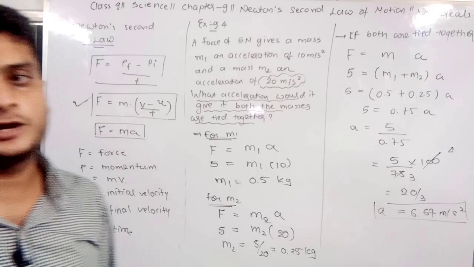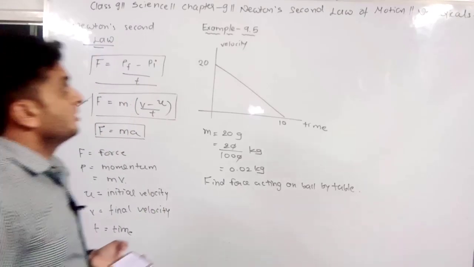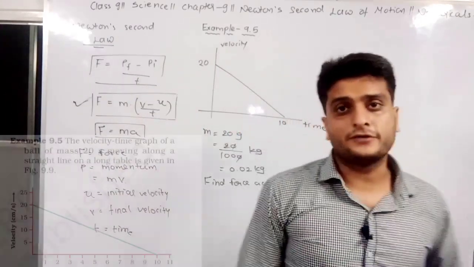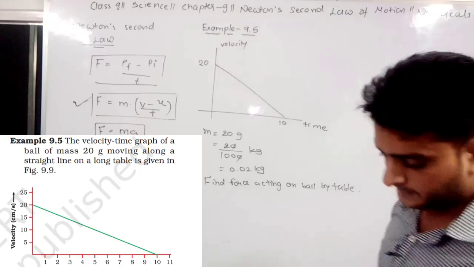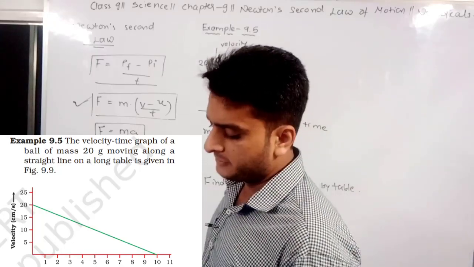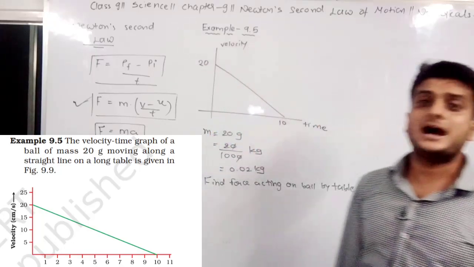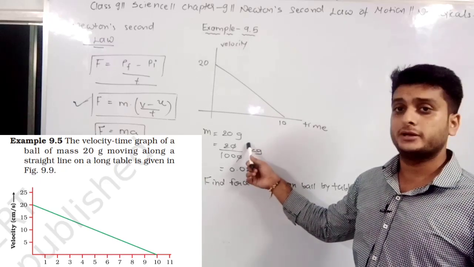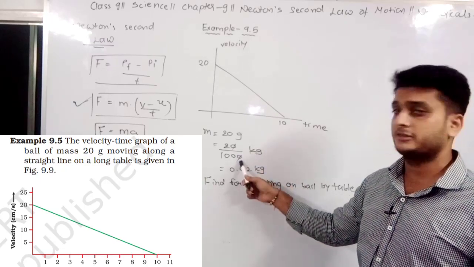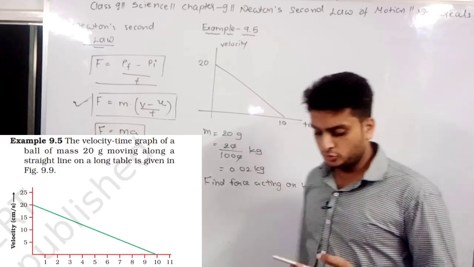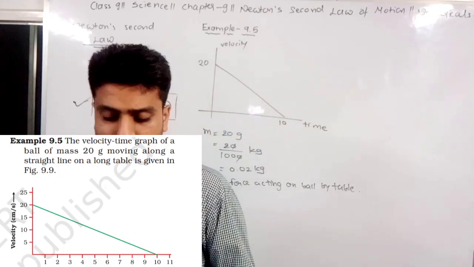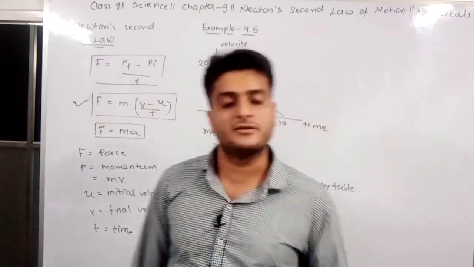ओके, चलिए कॉपी करेंगे क्विकली. Okay, so question number 9.5, and this question is the velocity versus time graph of a ball of mass 20 gram. So मैंने mass लिख दिया 20 gram. I will convert to kg by dividing with 1000. It is 0.02 kg moving along a straight line on a long table is given by.